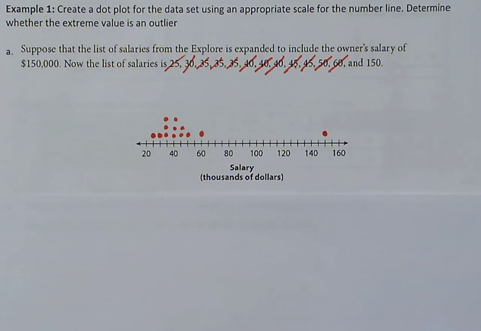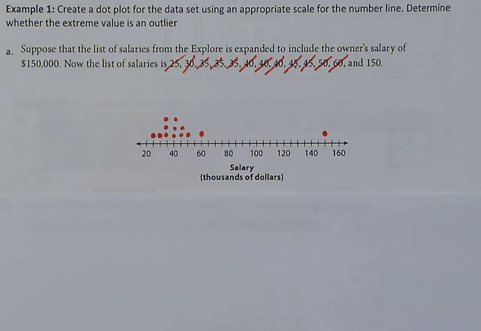So that is how we're going to create a dot plot. We just have to go through and represent how many times that number occurs on the number line. You can use an X if you would prefer. I'm going to use dots for this. So you have successfully created your first dot plot.